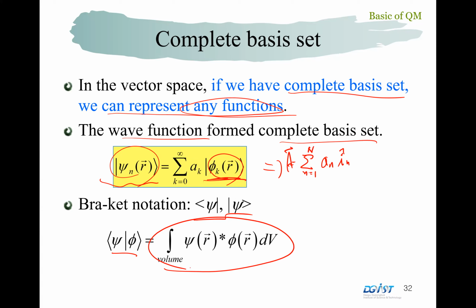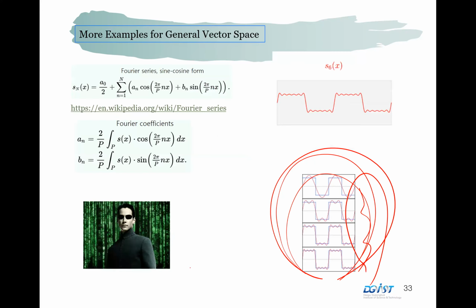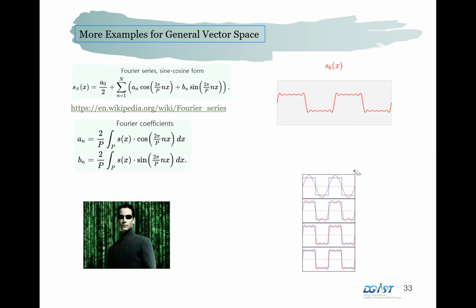If you have any question about this kind of concept, please ask me. Okay, so let's go back to the Fourier series again. I said the Fourier series is one very good example of a general vector space.